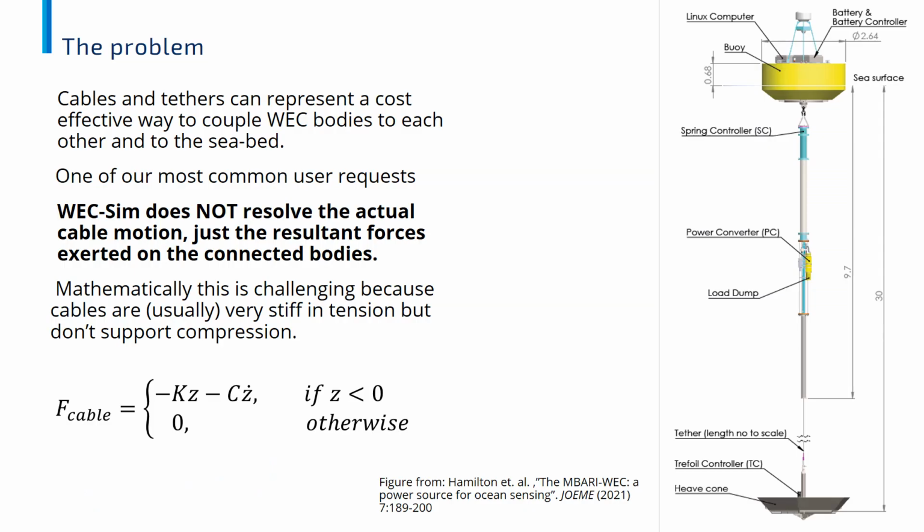This is a really common user inquiry, and it's because cables and tethers represent a really cost-effective way to couple floating bodies together or to couple floating bodies to the seabed. And even though it's simple and cost-effective, it can be numerically complex in that those cables only support a coupling force when they're in tension, and they tend to deliver a lot of coupling forces in tension, but they don't transmit forces in compression. That's easy enough to state in terms of an equation, but to actually implement numerically and within the blocks that WEC-Sim provides can be a bit trickier. Hopefully after today you'll know how to do it.